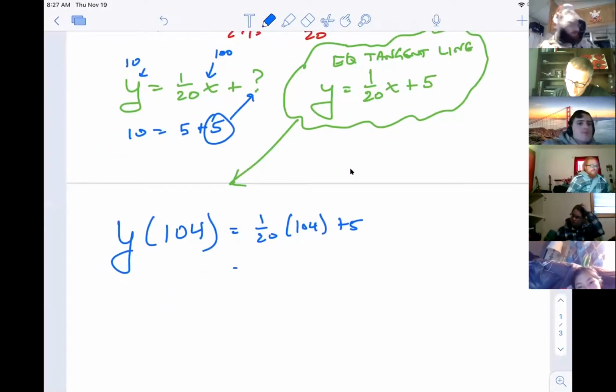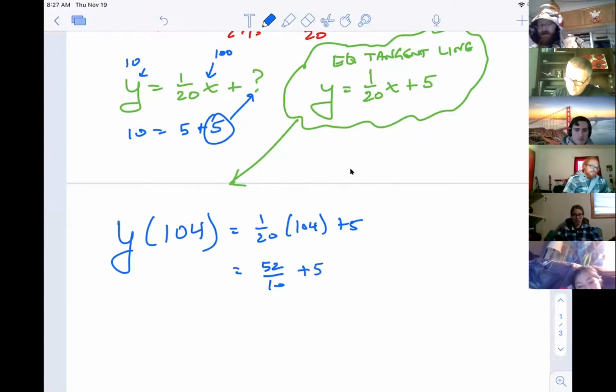So let's see, what is 104 divided by 20? That would be 52 divided by 10. That's nice, because that'd be 5.2. 5.2 plus 5 is 10.2. Isn't that amazing how accurate that is? No guessing and checking.